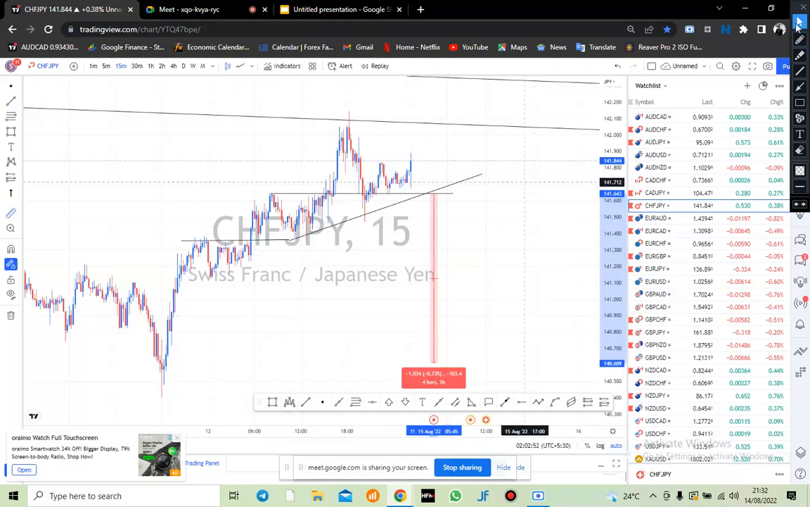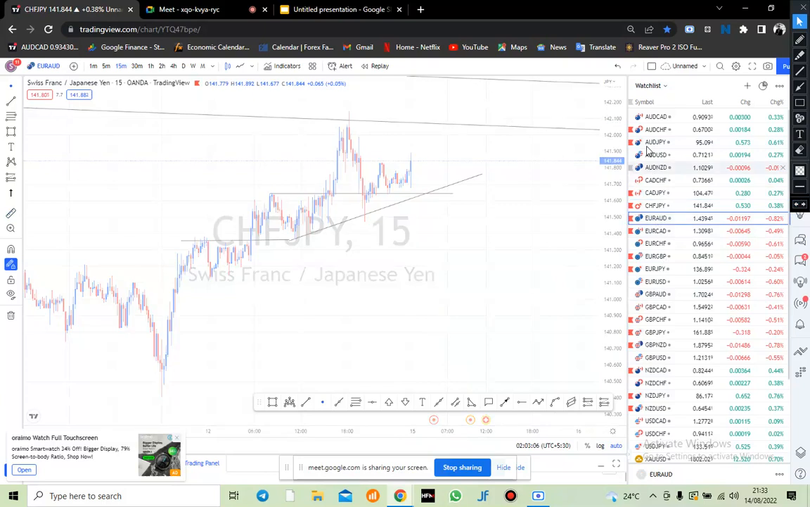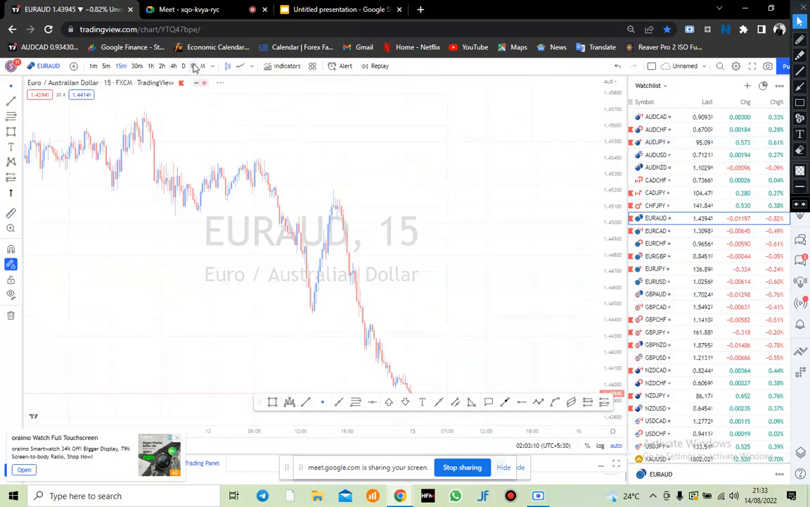Now let's go back. That means CHF JPY is still on our watch list. So I'll be looking after CHF JPY, then AUD JPY. Both of them are sell trades. Well, let's hope so. So let's see Euro AUD, Euro AUD, monthly weekly time frame.